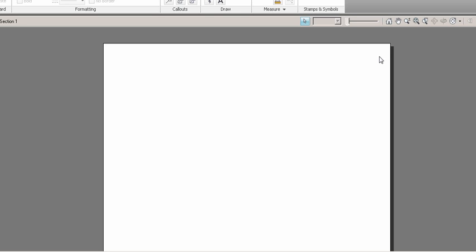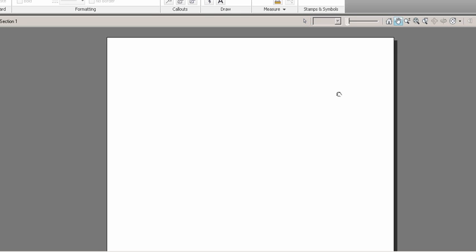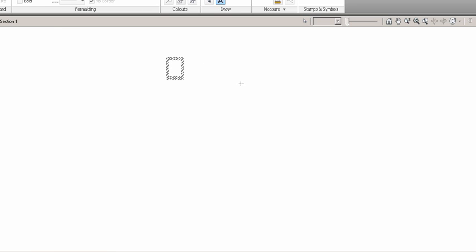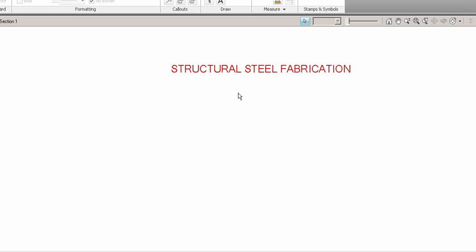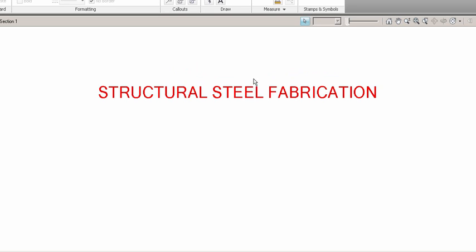Alright folks, in this lesson we're going to talk about one of my favorite topics, and that is structural steel fabrication. Okay, I do enjoy this. I get to design this kind of stuff a lot, and I really like it. I really like putting stuff together.